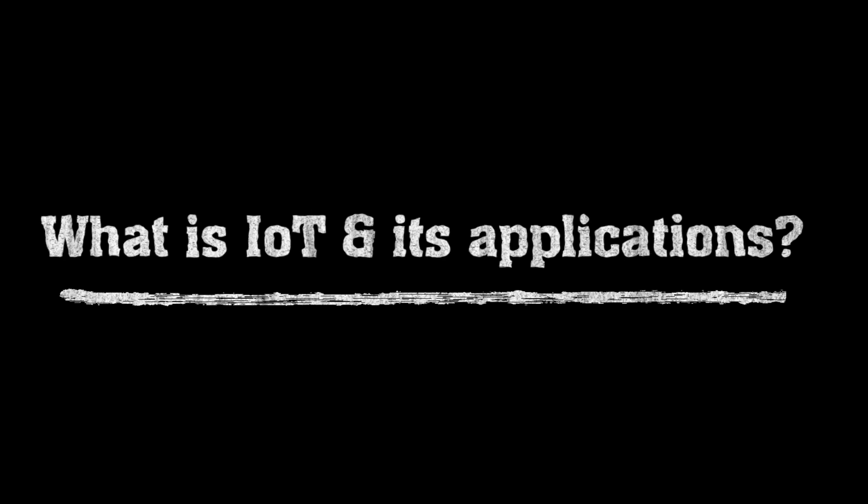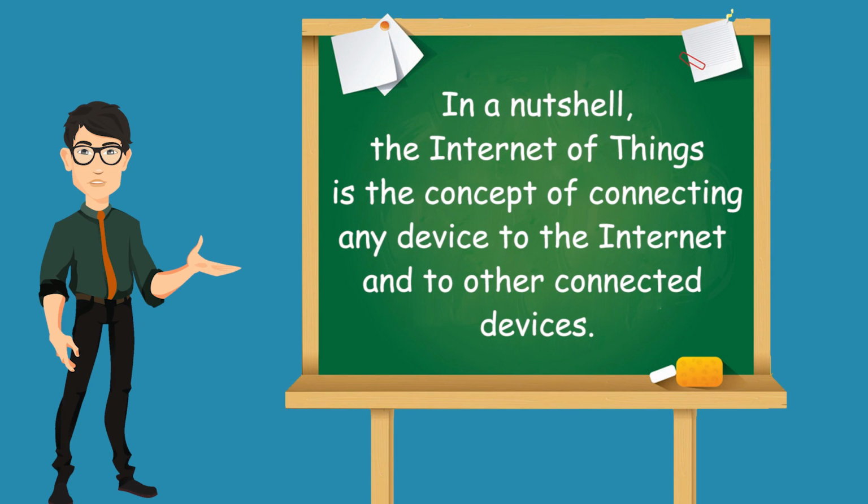What is IoT and its applications? IoT basically stands for Internet of Things, and we can say it is an ecosystem where different devices that have sensors are connected to the internet to exchange data between themselves. As an example, we have a mobile phone and we connect it with our homes, and we can control devices like refrigerators, bulbs, and fans from anywhere. So this is basically the IoT. In a nutshell, the Internet of Things is the concept of connecting any device to the internet and to other connected devices.